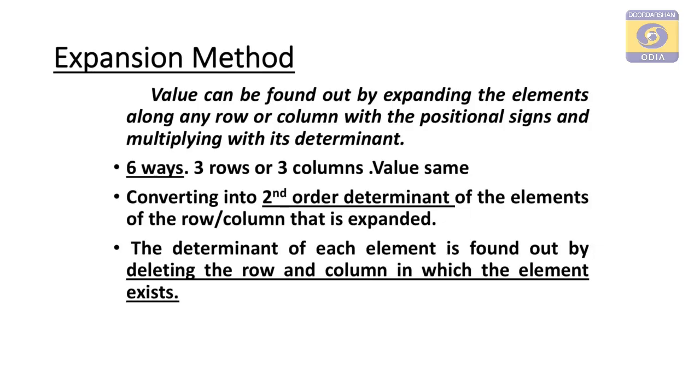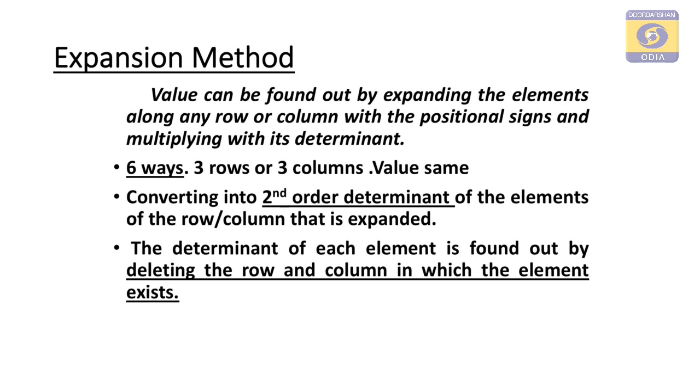The value can be found by expanding the elements along any row or column with the positional sign and multiplying with its determinant. In an order 3 determinant, we know there are 3 rows and 3 columns. So, we can expand it by taking any row or any column. We can take row 1, row 3, column 2, column 3. So, basically there are 6 ways of finding the value of the determinant. There are 9 elements, right.